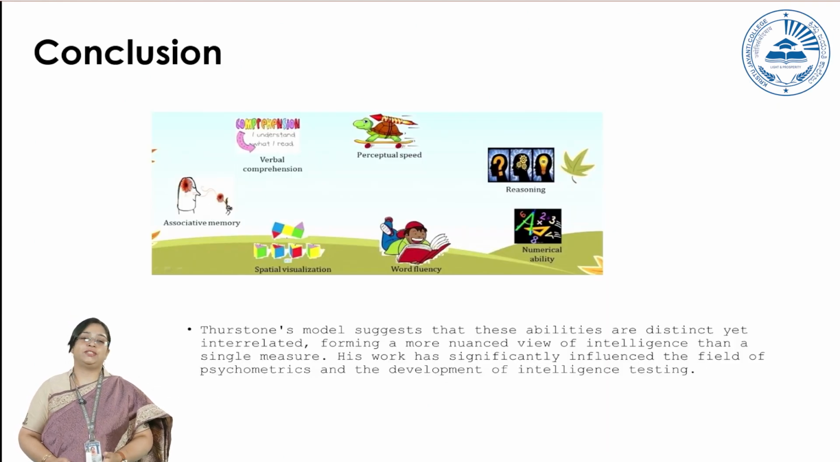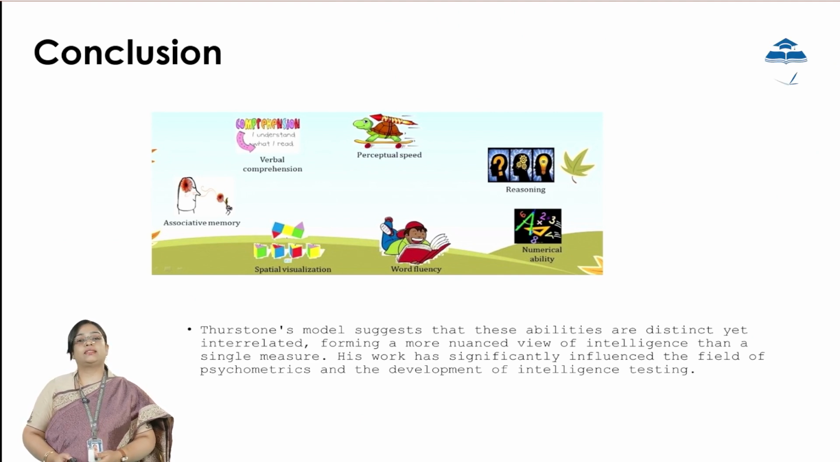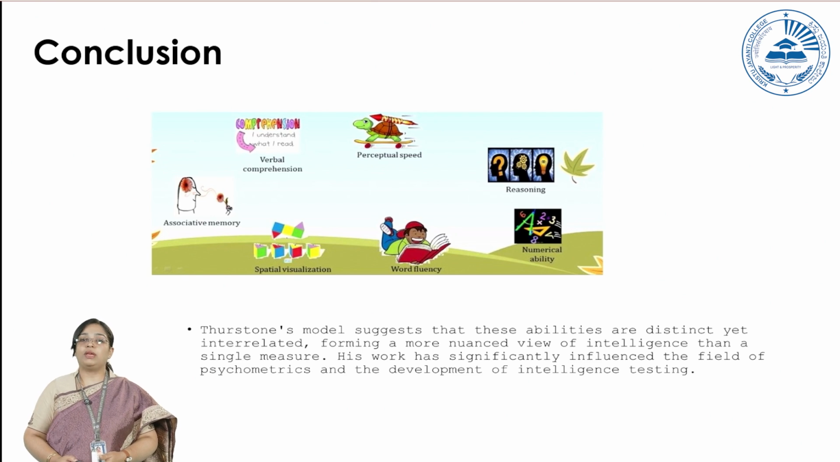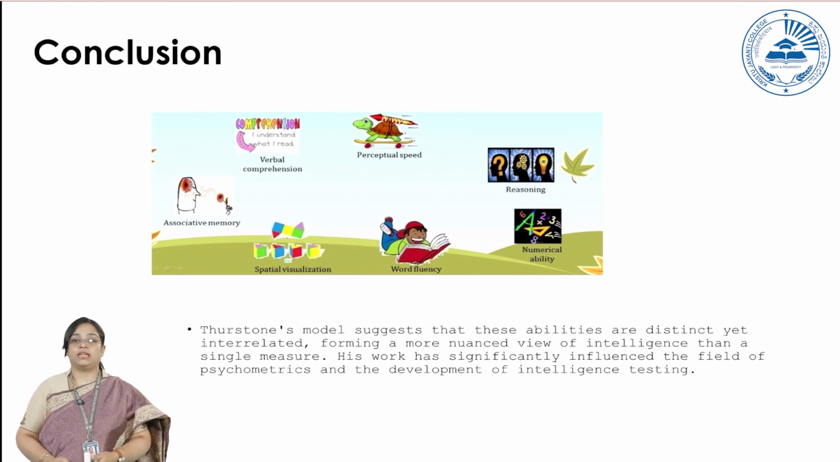We've come to the end of the presentation. Let me conclude the session with a conclusion where Thurstone's model suggests that these abilities are distinct yet interrelated, forming a more nuanced view of intelligence than a single measure. His work has significantly influenced the field of psychometrics and the development of intelligence testing.